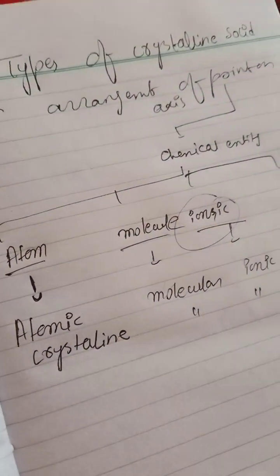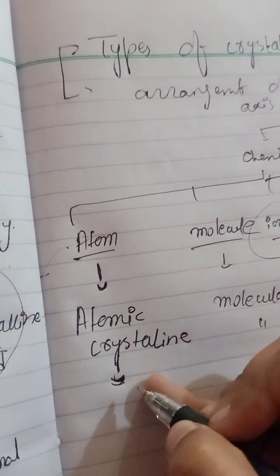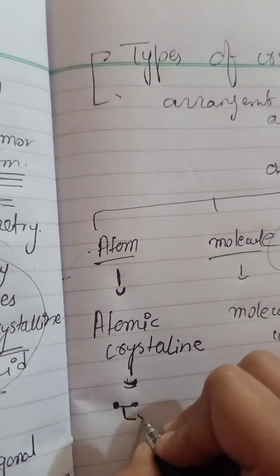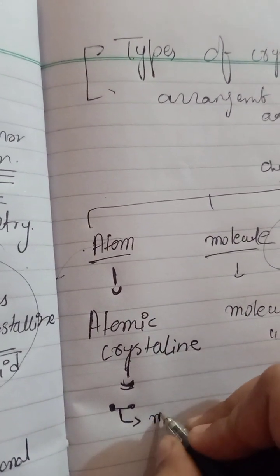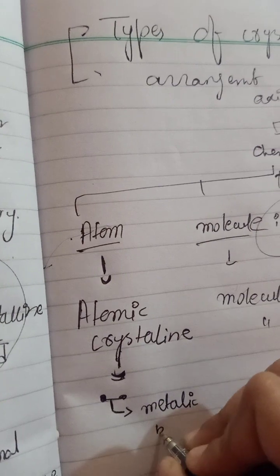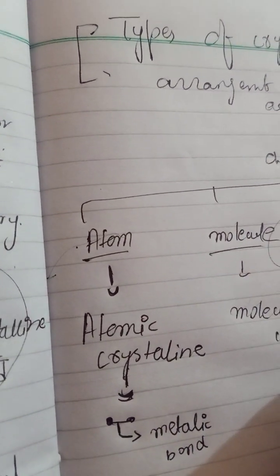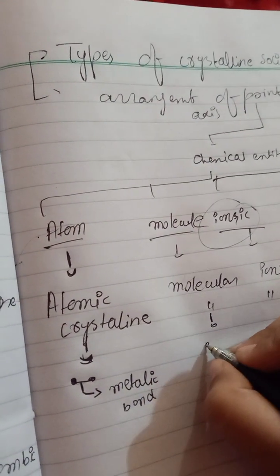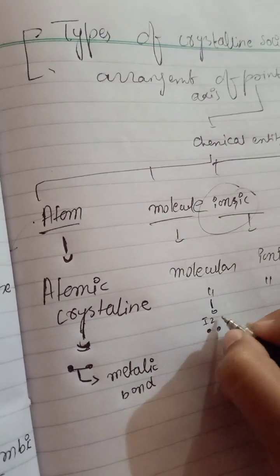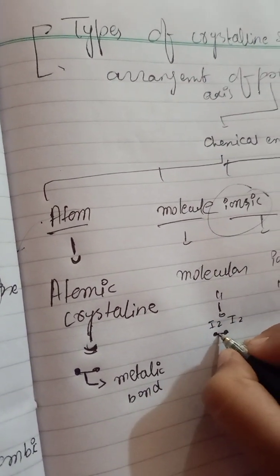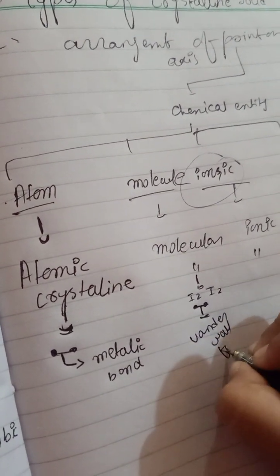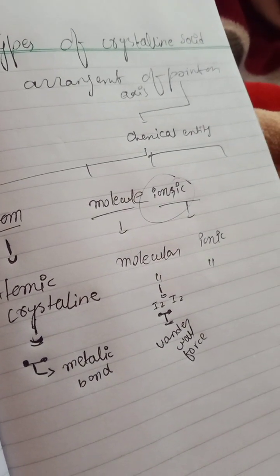If we talk about the bond of the atomic crystals, for example, we have iron atoms, so the bond between these atoms will be a metallic bond, or you can say an atomic bond. If we talk about the molecular bond, for example, I have taken the iodine molecule here, these will have van der Waals forces. That can be dipole, London dispersion, or hydrogen bonding.